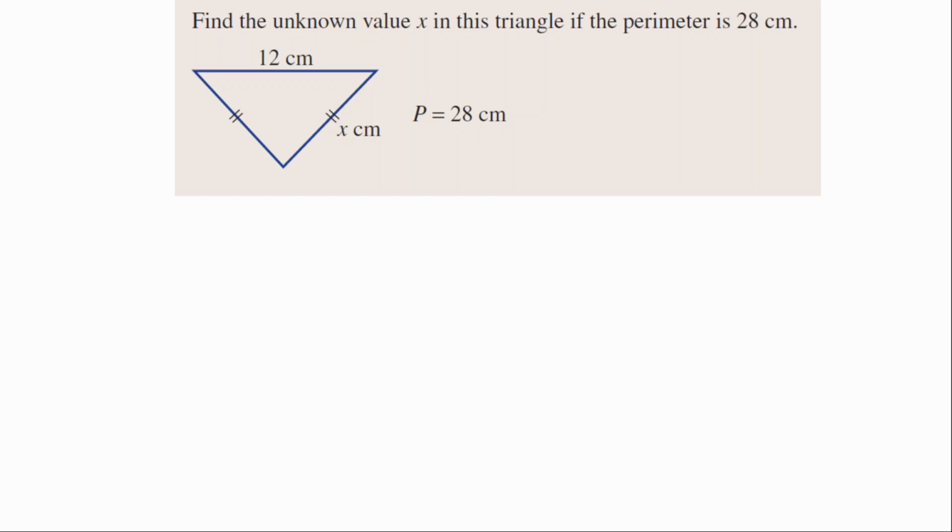Alright, exactly the same deal for this question. Have a go at this by yourself and just unpause it when you're ready to go through it with me. Alright, so this time the perimeter is 28 centimeters. And we've got 2 x's again as the unknown. And we have 12 centimeters there.